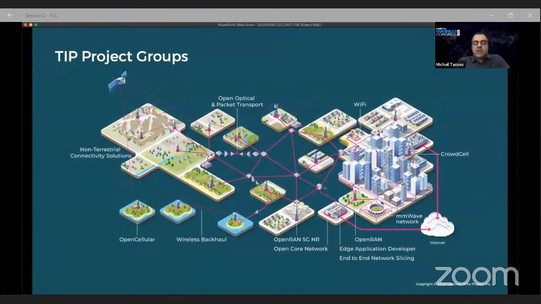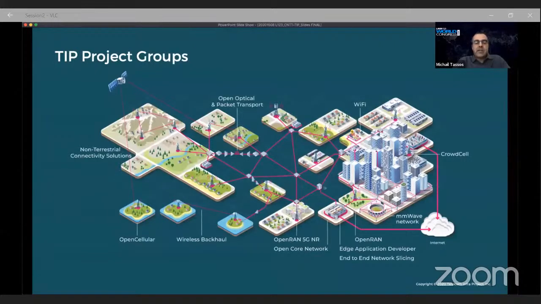So the way we work is we have a number of project groups, and the project groups are looking at a specific part of the network, a specific technology. In this example, you can see we have groups looking at radio access networks such as Open RAN. Groups looking at the transport. So we have Open Optical and Packet Transport looking at different types of transport technologies, and then we have Open Core, which is looking at the core.